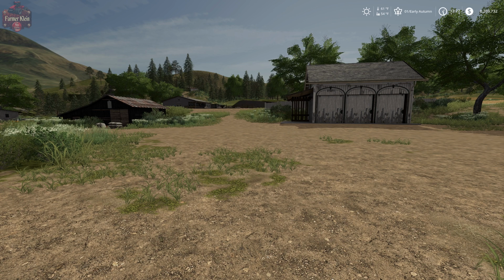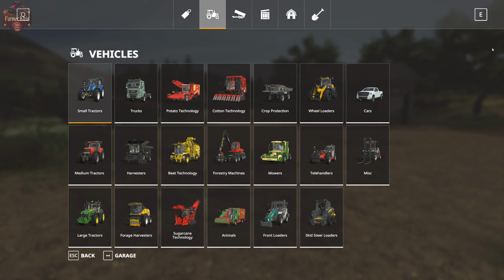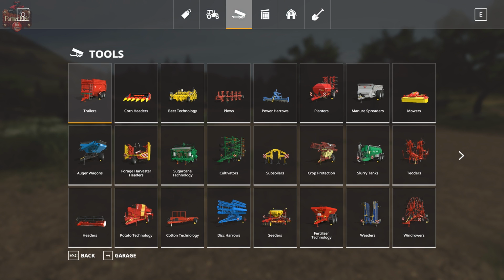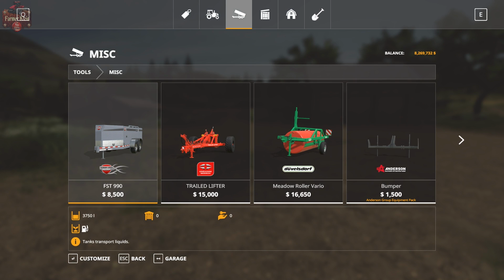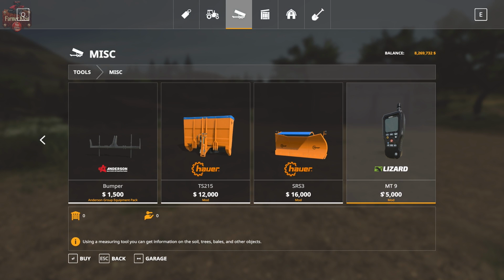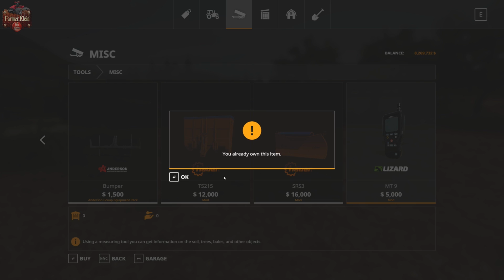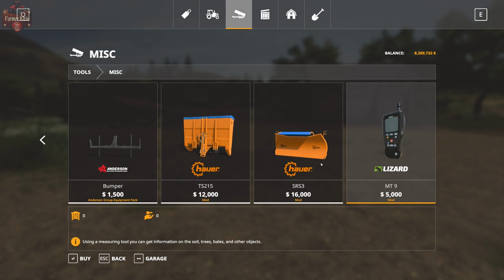So first, let's talk about where to get the hand tool. We go up to our shop, we go to Tools, and then Miscellaneous. Scroll on over here, and we have the MT9 hand tool for $5,000. We just purchased that by double-clicking on it. Of course, I've already owned it.